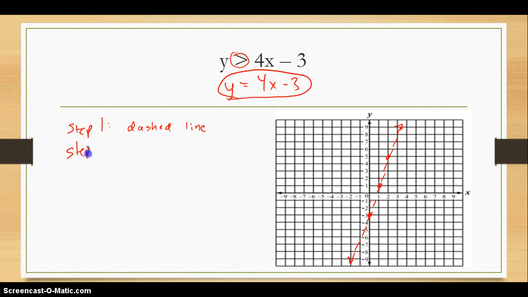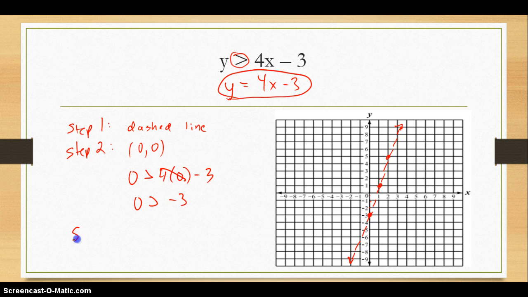So step two is asking us to test a point. Well, the point that I would always pick is 0, 0. I think it's easiest, unless our line goes through that point and tells us we can't use it. This line does not go through 0, 0, so let's use 0, 0. So we're going to see if the statement is true or false. 0 is greater than, well, we know they cancel out, negative 3. Is 0 greater than negative 3?